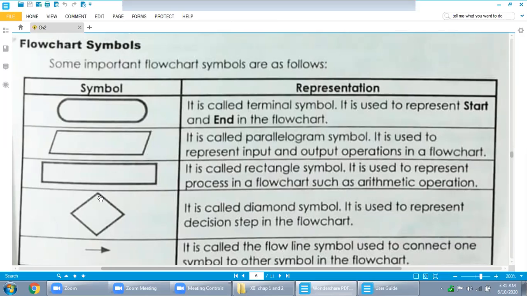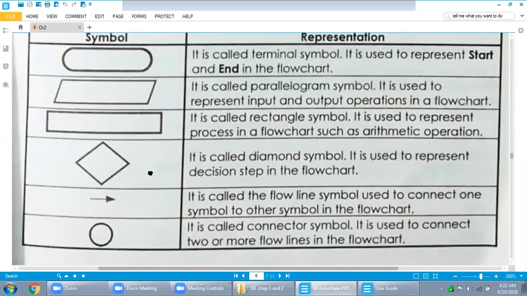In if else, nested if else, any kind of decision making statement, we will use this diamond symbol. It is called the diamond symbol. It is used to represent a decision step in the flowchart. So whenever we have to draw a flowchart, we will use this symbol.